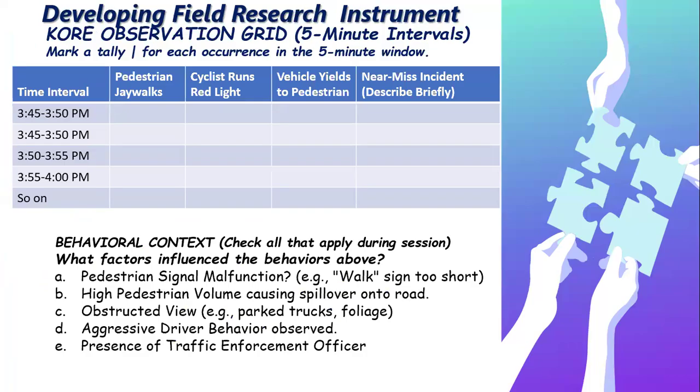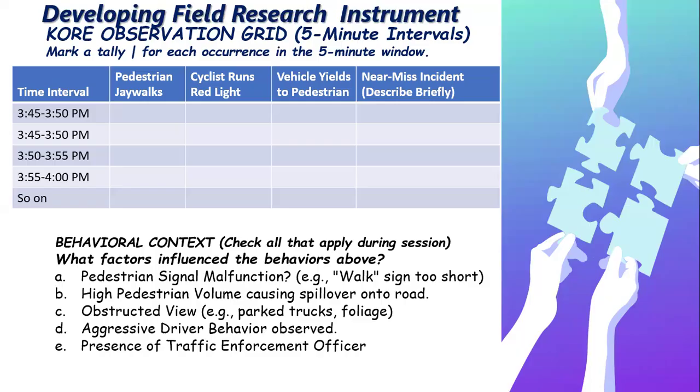For the observation grid, use a 5-minute interval. Mark a tally for each occurrence in the 5 minutes. It's a format where the time is given and the other observations are also given: pedestrian jaywalks, cyclist runs red light, vehicle fails to yield to pedestrians, near-miss incident.